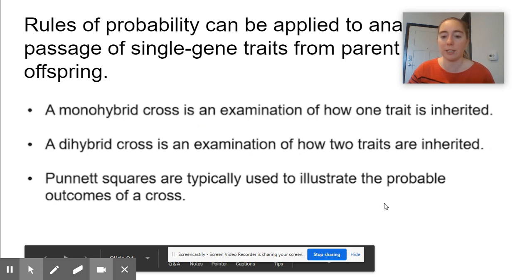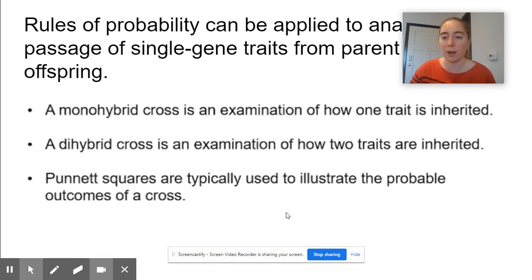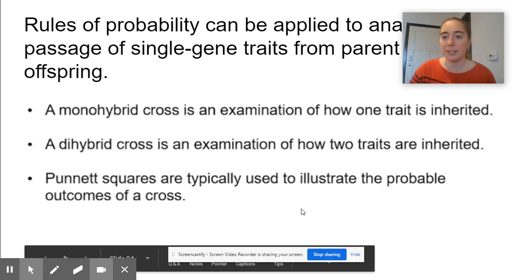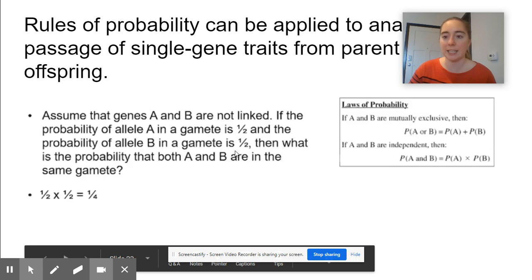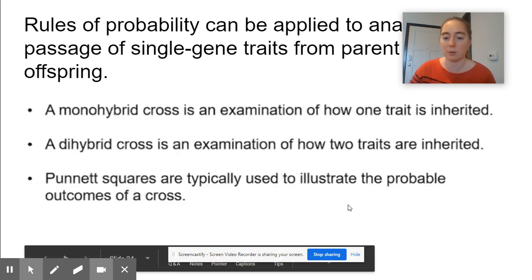Punnett squares are typically used to illustrate the probable outcomes of a cross. And so we can find our probability that way as well. Sometimes, though, on the test, it is easier to just use the probability statements like this than it is to go all the way through a Punnett square multiple times.